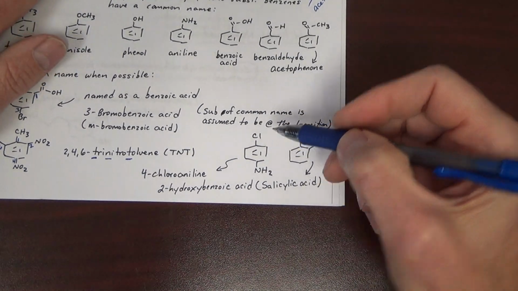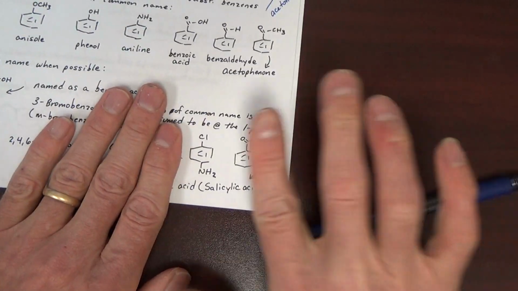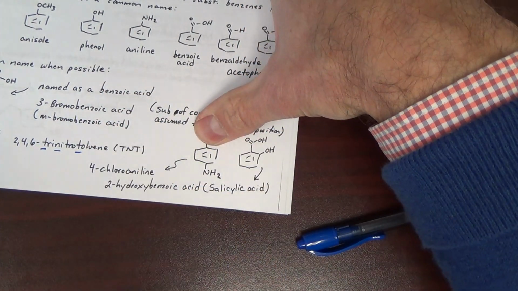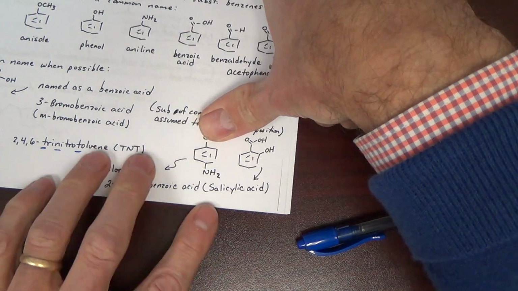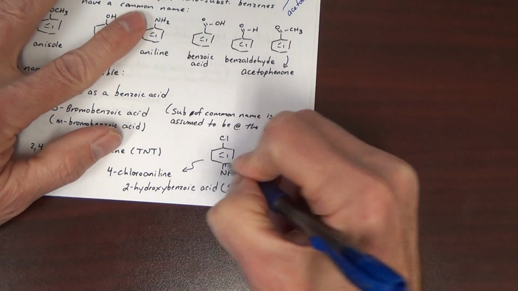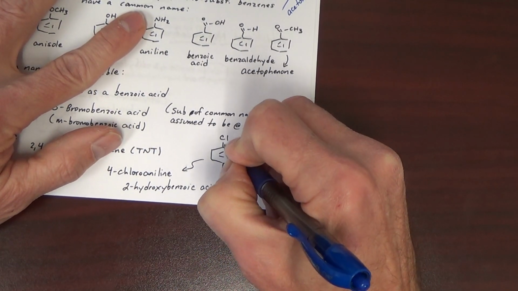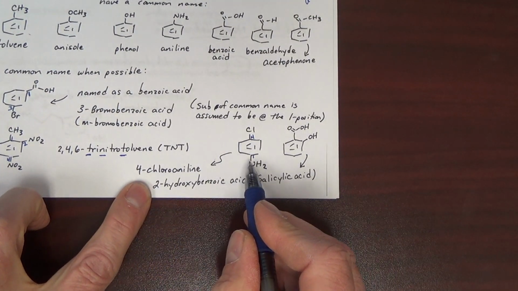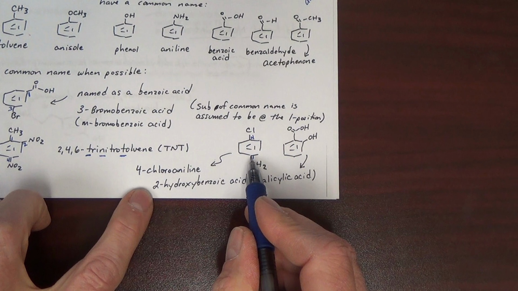Let's try a couple of more. Do we see a common name here? Chlorobenzene's not a common name, but that's aniline. And that's the 1 position. The chlorine's at the 2, 3, at the 4 position. 4-chloroaniline. Makes sense, yeah?